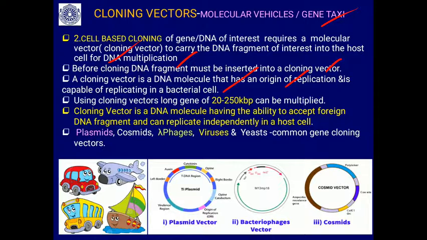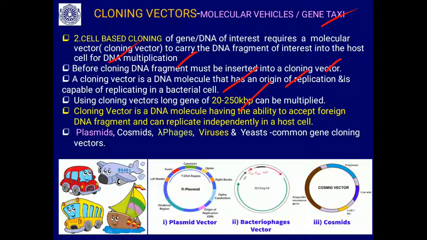That is also very important. That's what self-replicating means. Using a cloning vector, long genes of 20 kilo base pairs up to 250 kilo base pairs can be multiplied. So that is the advantage. For example, mammalian genes or human genes are all more than 250 kilo base pairs. So using cloning vectors, we are able to multiply these genes into large numbers.